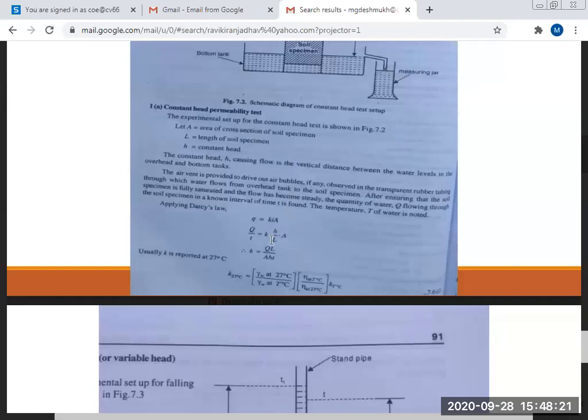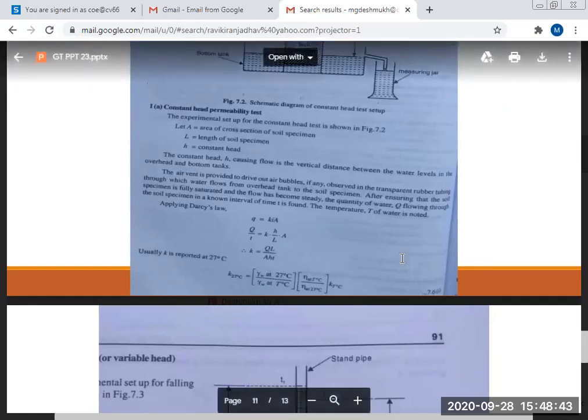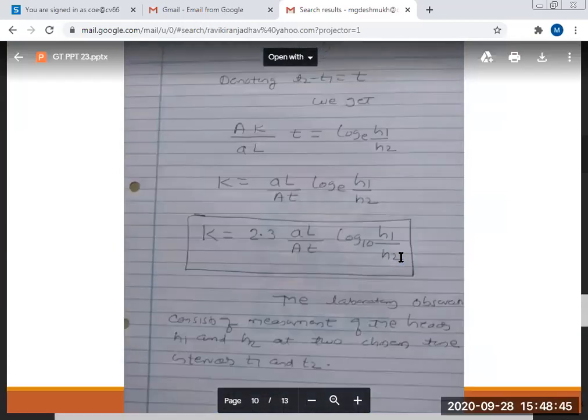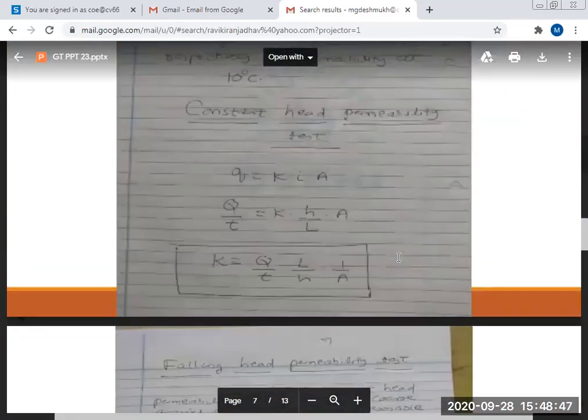So if you simplify this, small k is equal to Q into L divided by A into H into T. So this is the formula you have to use to find the coefficient of permeability. K is equal to QL by AHT, or this also can be written like this.